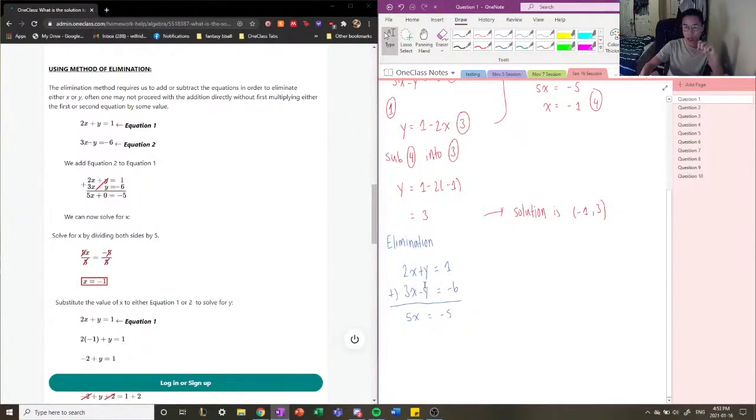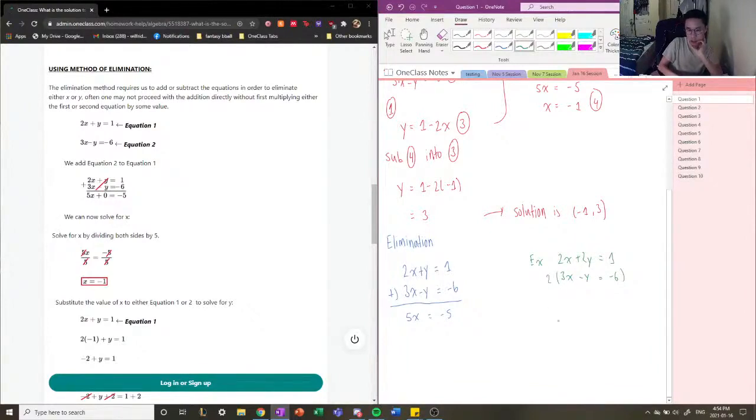And in this example, it's very easy for us to eliminate the variable, but sometimes you have to multiply one of your linear equations by a constant to be able to eliminate that variable. For example, let me write out an example real quick. If we had, instead of 2x plus y, 2x plus 2y equals 1, and we had 3x minus y equals negative 6. If we were to add these two linear equations together, we wouldn't be able to eliminate one of the variables. So therefore, we would have to multiply this by 2 first, okay?